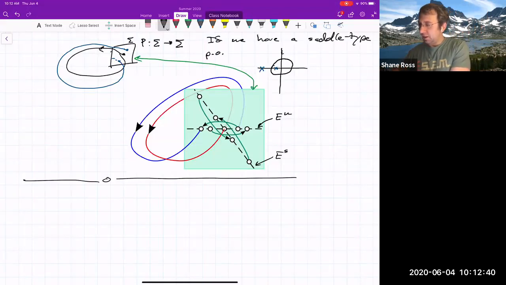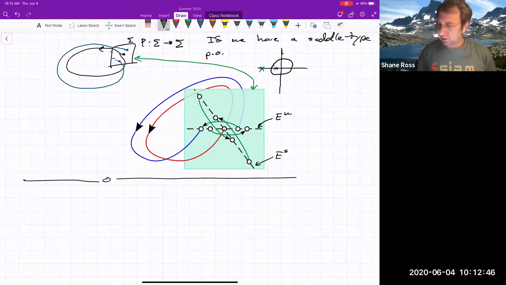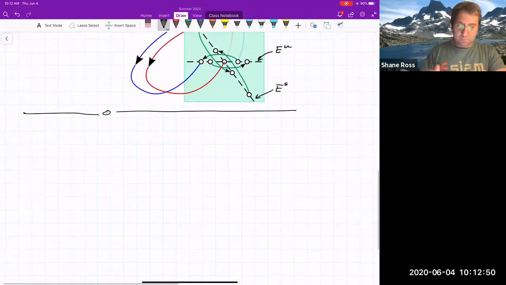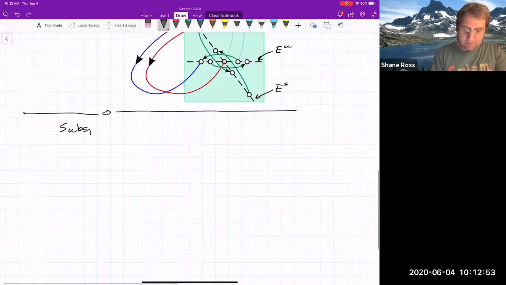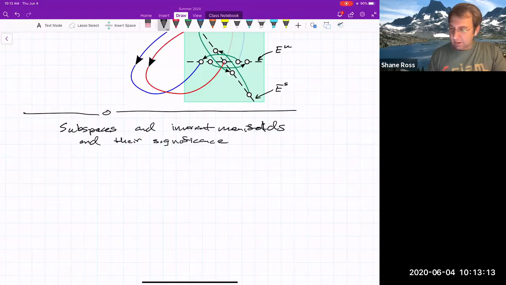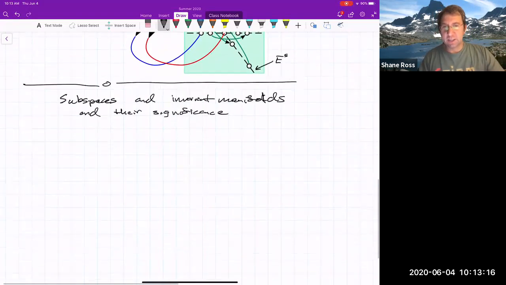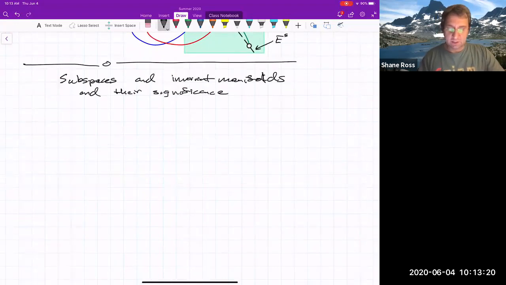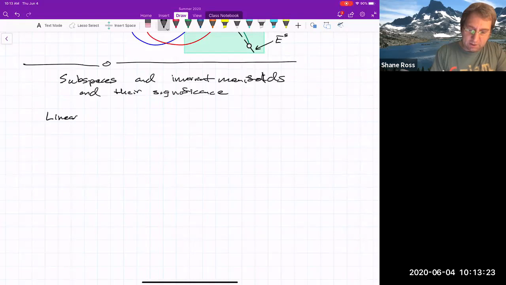I think I need to say something about, I probably mentioned these stable, unstable, and center subspaces without saying what their significance is. So let me talk about subspaces and invariant manifolds, and their significance. Largely this holds true for both continuous time systems and discrete time systems. Maybe I'll plot it here, as there's the linear and the nonlinear.